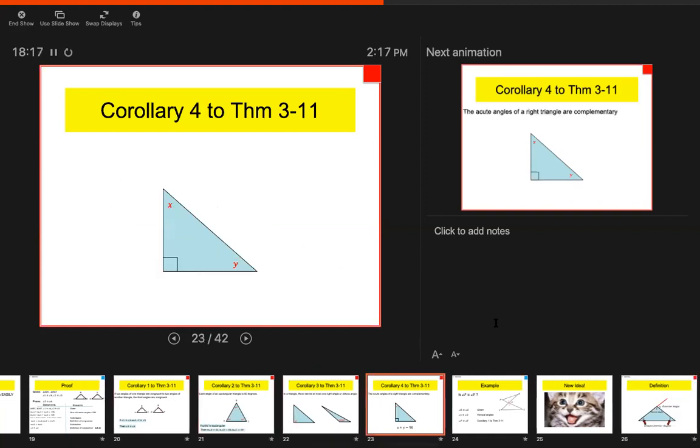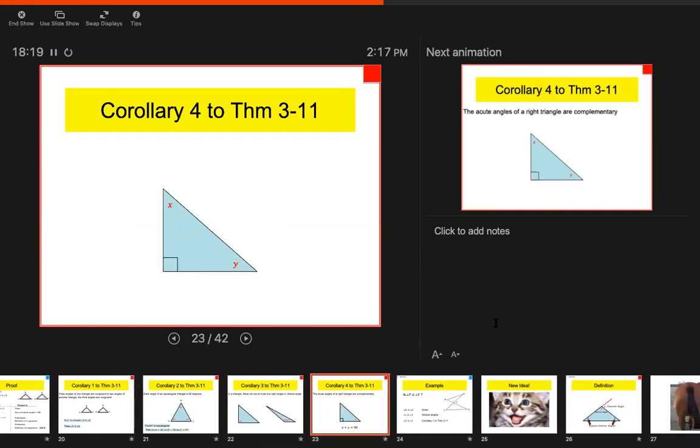Okay, last one. Guess what I'm going to say? Corollary 4 is related to Theorem 3.11. Look at the picture and take a guess. What will X and Y together equal? You're pretty darn close. 90. Say it again. X and Y together equal 90. That's what this one says.